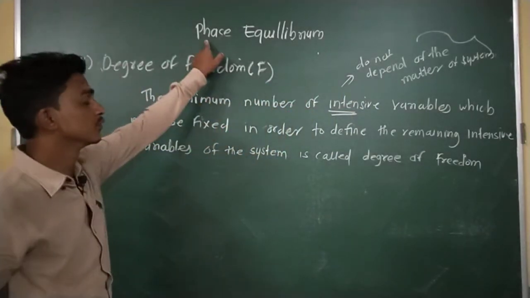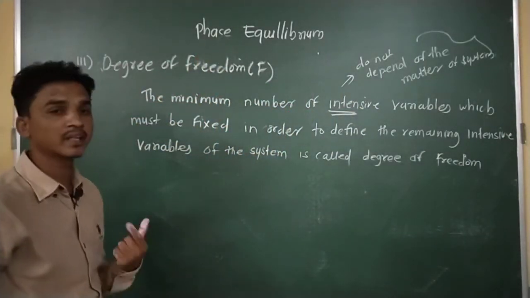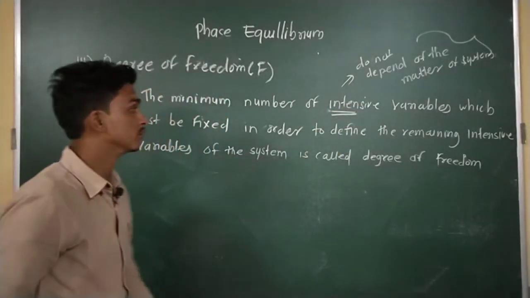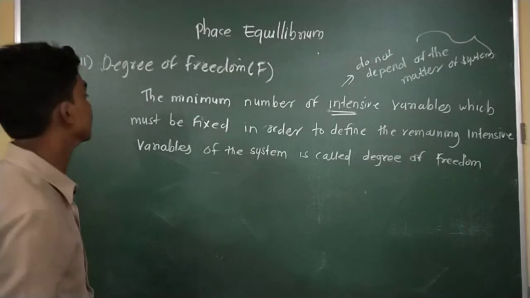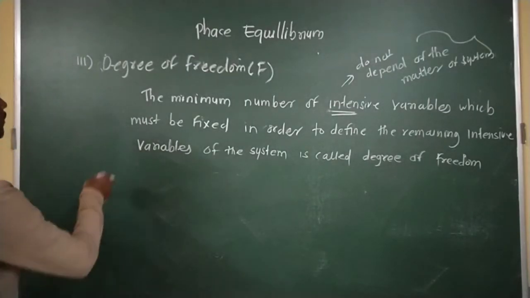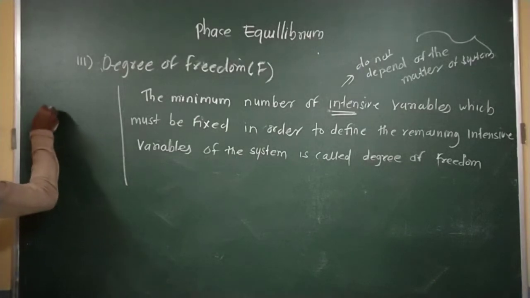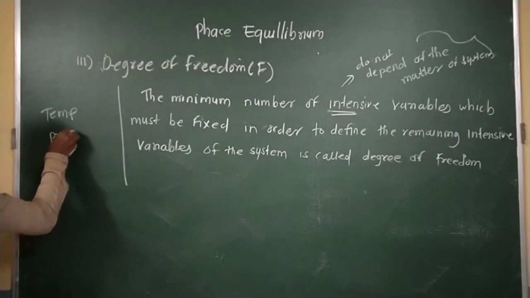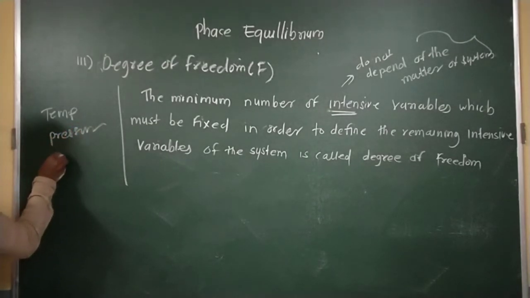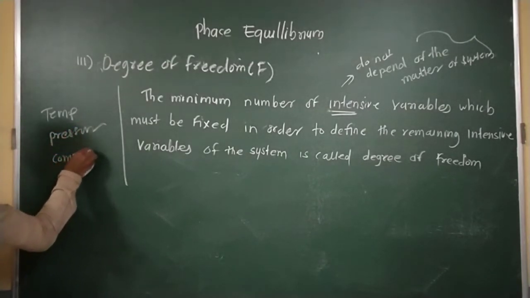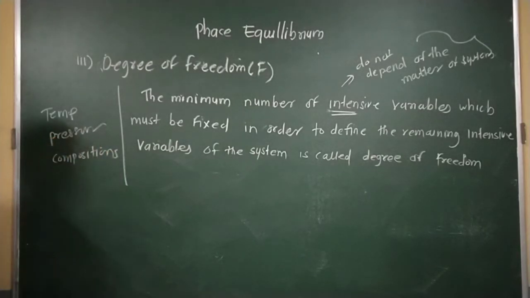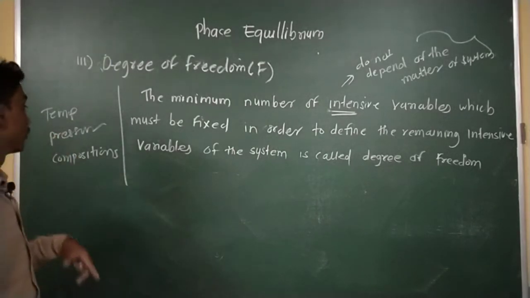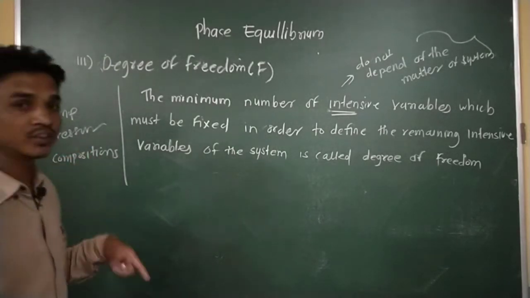In phase equilibrium, the state depends on the matter, and we can say these are intensive variables. Minimum number of intensive variables means what? Here in phase equilibrium we discuss only three variables. First is temperature, second is pressure, and third is composition or concentration. These are the three variables, and all of these are intensive variables. Intensive variables means what?